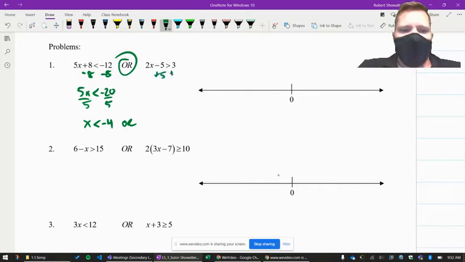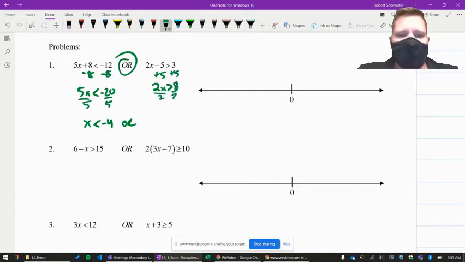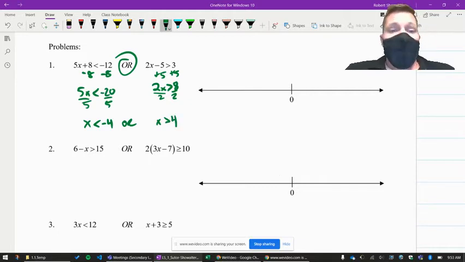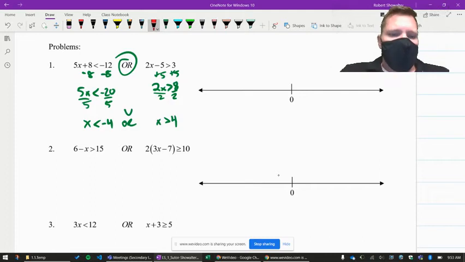Then we keep going. Add 5, 2x is greater than 8, divide by 2, and we get x is greater than 4. Okay, so now we turn around. It's an or, which is the union. It is an or, and we go to graph these two parts separately.